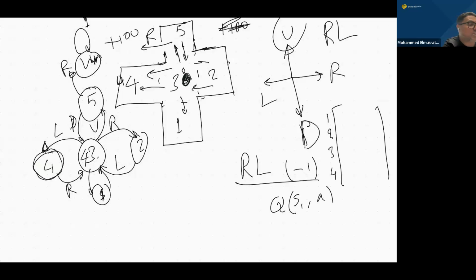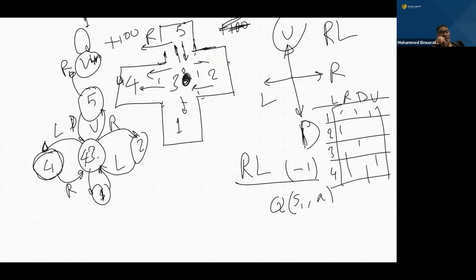So the possible actions are, for example, left, right, down, up. Those are all the available actions that you have in this matrix. This is called the Q matrix. This is called what? Q matrix.